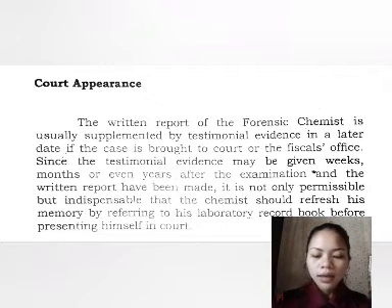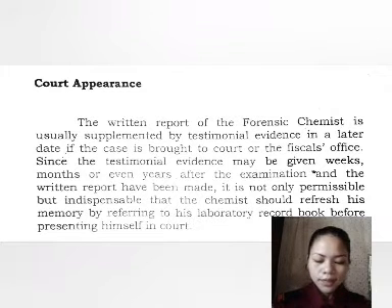We know that in investigation or in finding evidence, this is usually supplemented by testimonial evidence at a later date if the case is brought to court or the fiscal's office. Since testimonial evidence may be given weeks, months, or even years after the examination and report, this is the time that the chemist must be fully prepared and refresh his memory by referring to his laboratory record book before presenting himself in court, so that the chemist is prepared for the testimony in court.